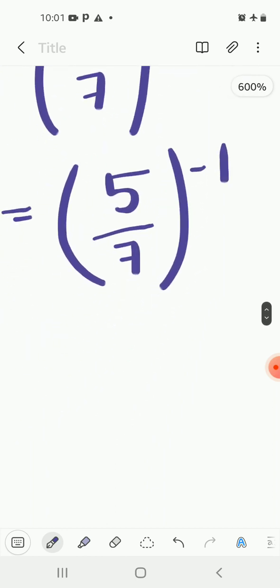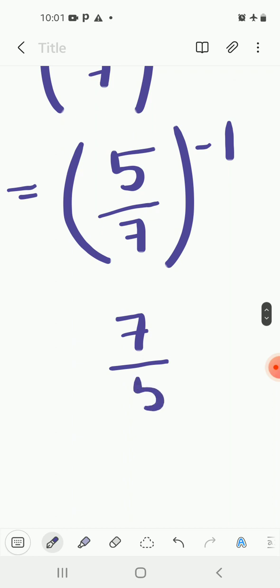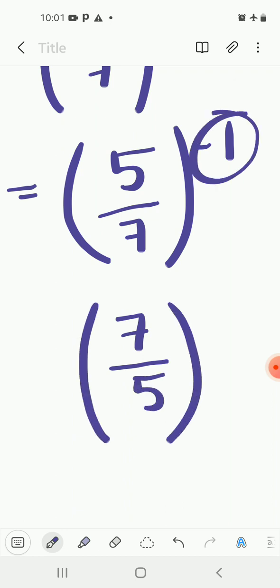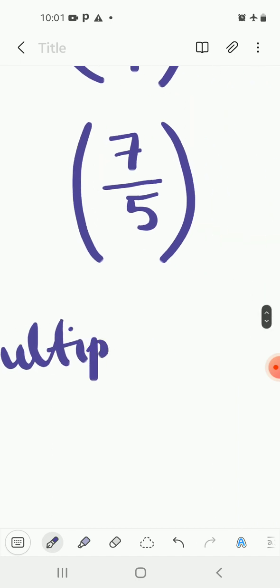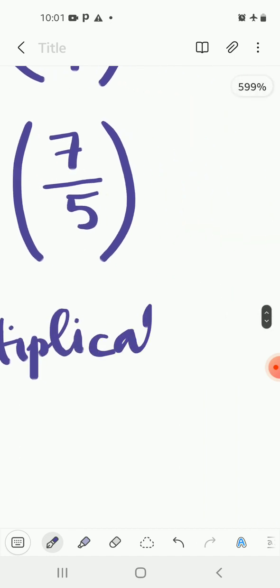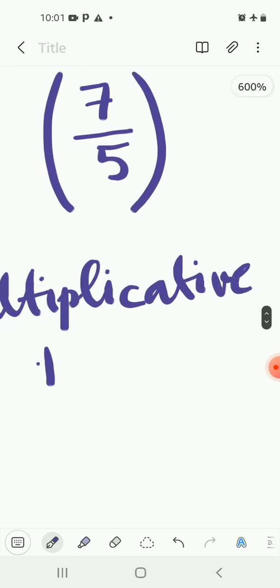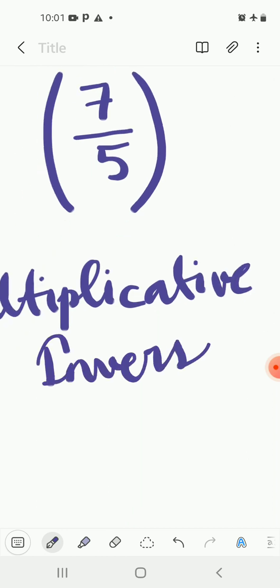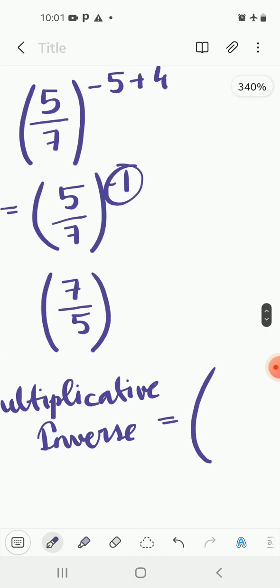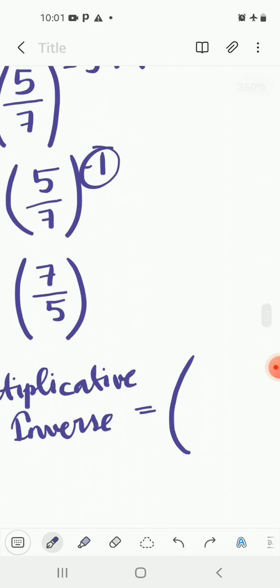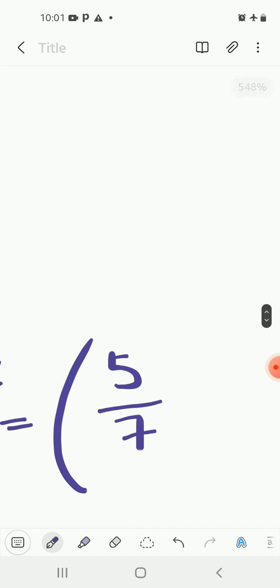This is the answer. We can also write it in this way, 7/5, because negative exponent means reciprocal of the number. If we are asked to find the multiplicative inverse of the number, then the answer will be, here it was (5/7) to the power −1, so here it will be (5/7) to the power only 1.